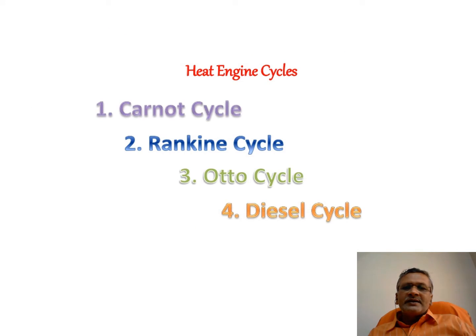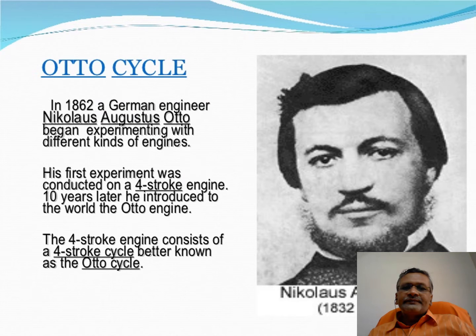Heat engines and their cycles. The ideal engine and cycle is the Carnot cycle, then the Rankine cycle, Otto cycle and diesel cycle. If the engine has petrol as the working substance, that kind of engine is called an Otto engine, and its description on a PV diagram is called the Otto cycle. This Otto engine was constructed in the year 1862 by a German engineer, Nicholas Augustus Otto.